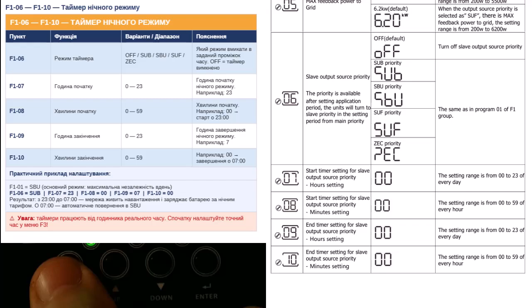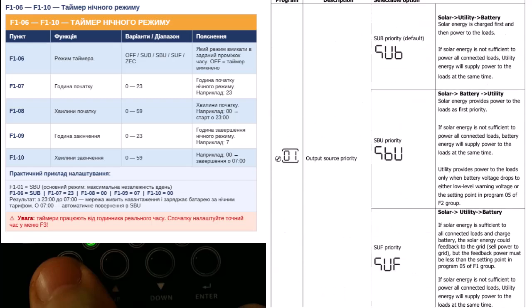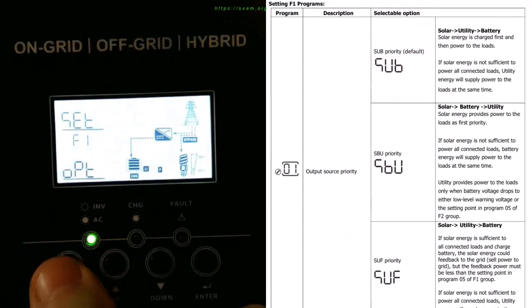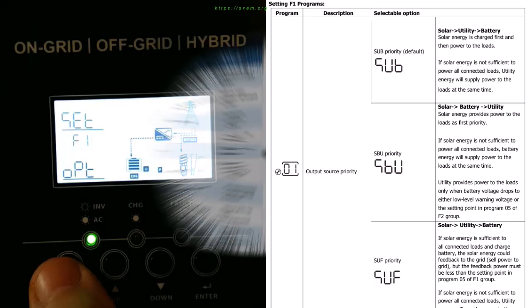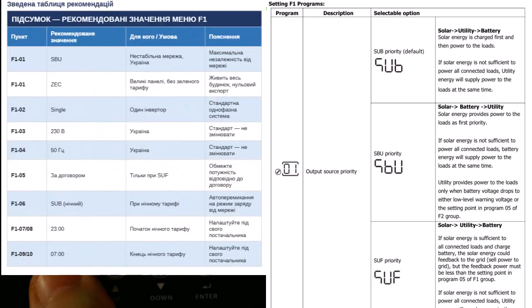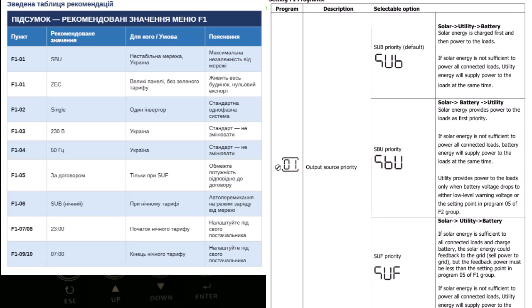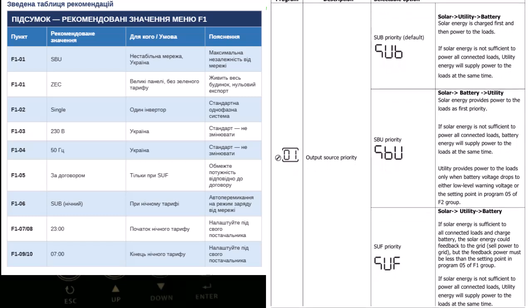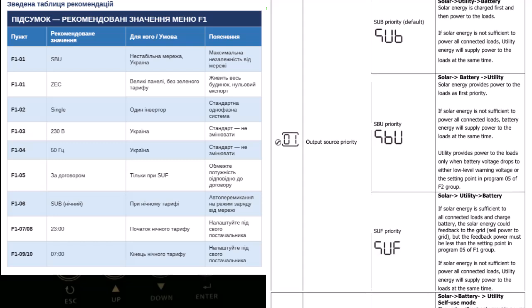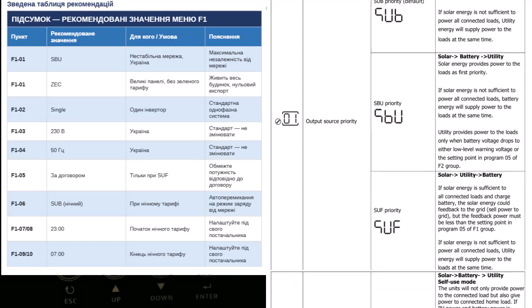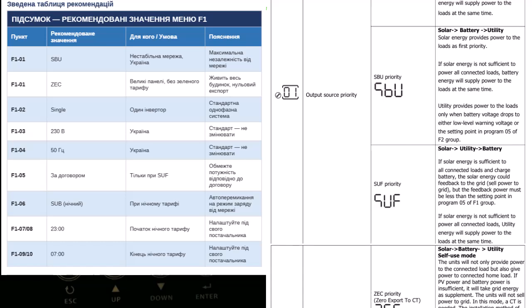Alright, that's the F1 menu covered. Let's wrap it up with one simple question you need to ask yourself: what's your situation? If your grid is stable, outages are rare, and you only need the battery as a backup, go with SUB. Solar first, grid second, battery in reserve. If outages are frequent, you want to minimize grid dependence, and you have a large enough battery, go with SBU. It's the most popular choice, and for good reason.